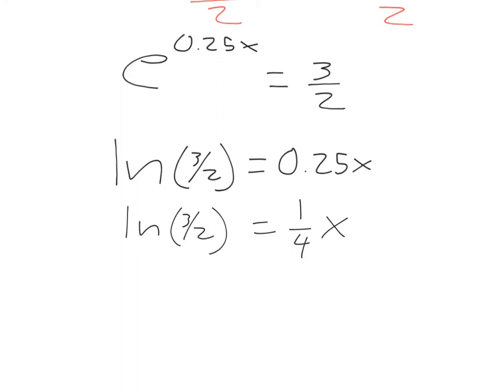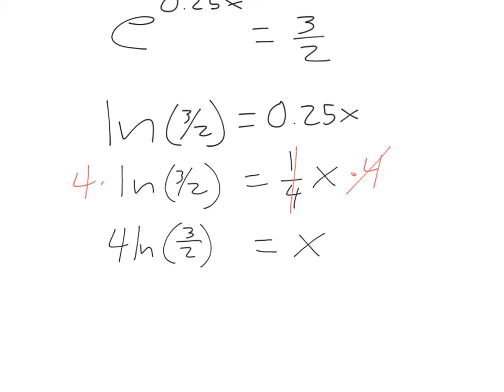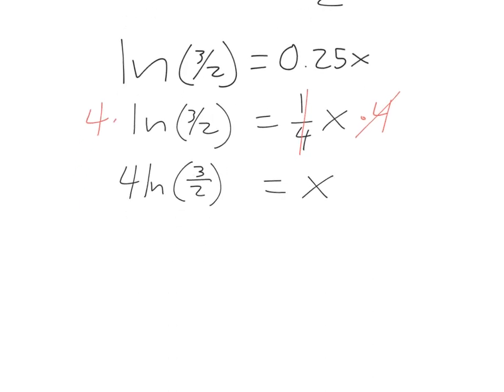Well, now the reason why I wrote this as a fraction is because if I didn't, I would have to divide by 0.25, and it would just look messy. But as a fraction, if I want to get rid of this 1/4, I realized that I could just multiply both sides by 4. And that cancels these out, because 4 times 1/4 is just 1, so I get x. And so I get 4 ln of 3 halves, or you could say 4 ln of 1.5. Either way, we have our exact answer.